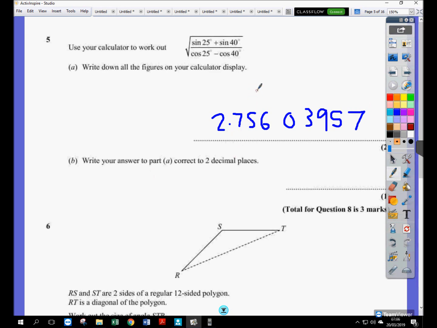Right, 2 decimal places. 2 decimal places means 2 numbers after the decimal point. So either it's going to be 2.75 or 2.76. The 6 after this dotted line means it's 2.76.